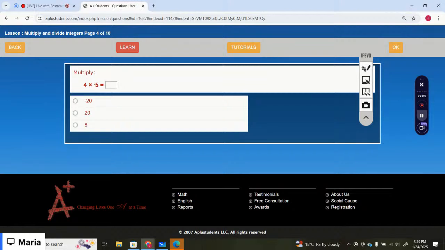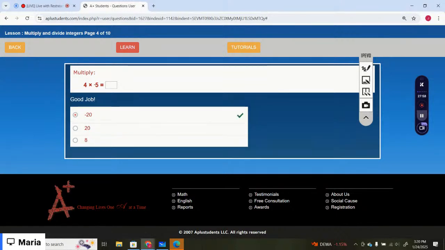4 times negative 5. Which is the correct option? If one of the numbers is negative, or if the two numbers have different signs, the answer is negative. That is negative 20. Option number 1 is the correct option.